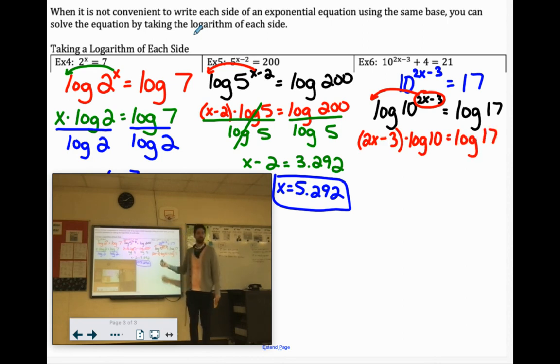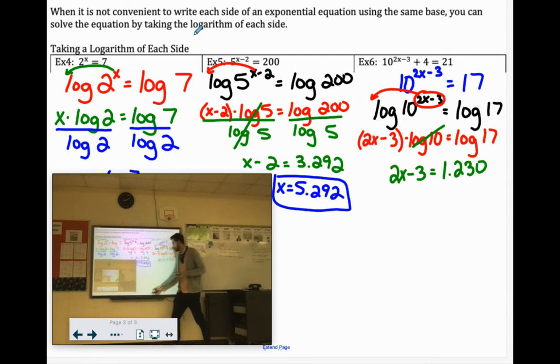Now you can totally divide both sides by log 10, but let's remember there's an invisible 10 here. So log 10 is really saying 10 to the 1 power equals 10, which is 1. So anytime you see the log of 10, that's equal to 1. So really, we're just left with 2x minus 3 equals log 17, which I'll do in my calculator real quick. 1.230.